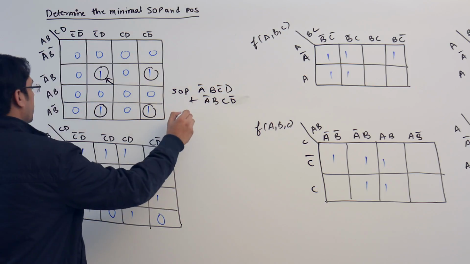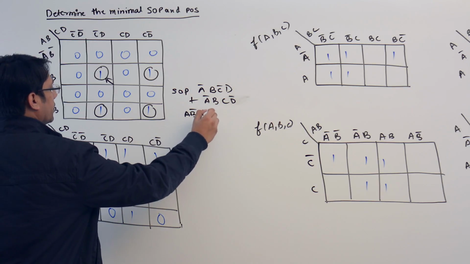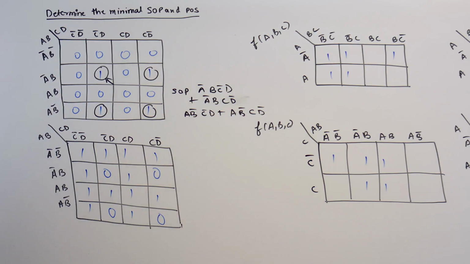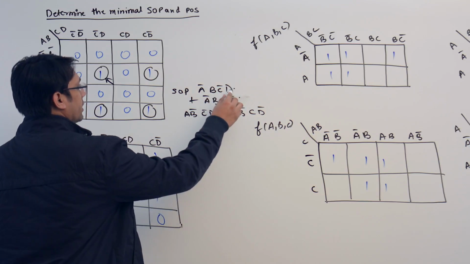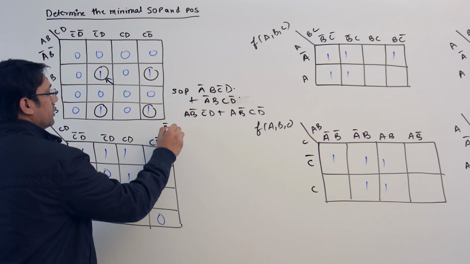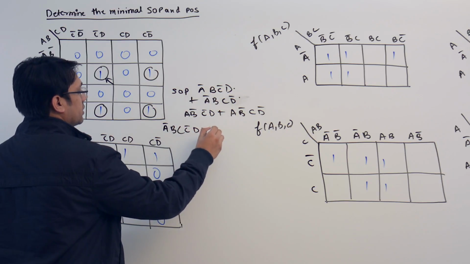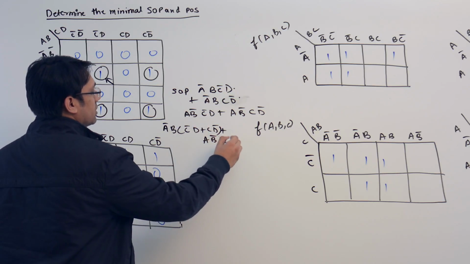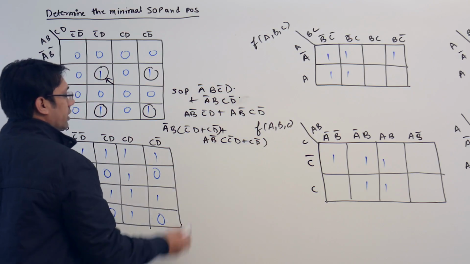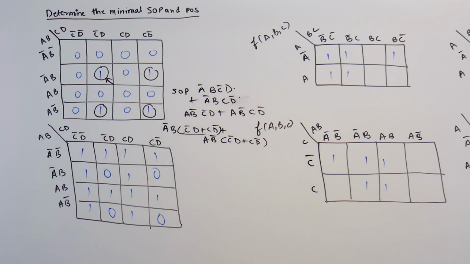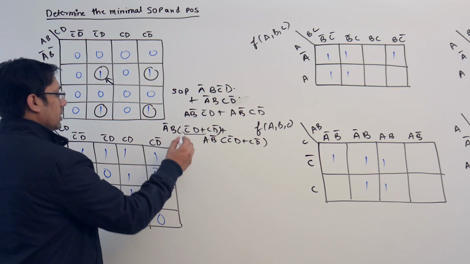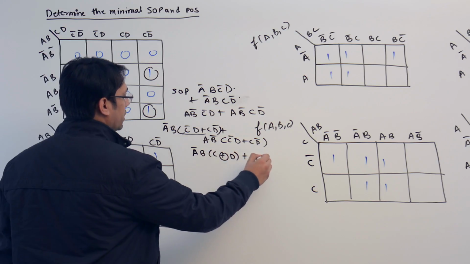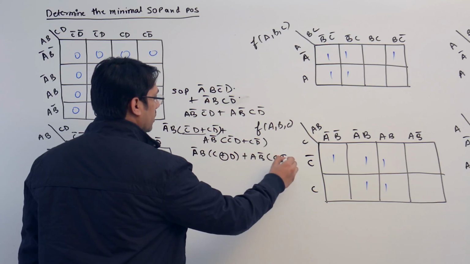This one is denoting A B complement C complement D, plus this one is denoting A B complement C D complement. From the first two you can take A complement B as common, so it will be A complement B, inside we can have C complement D plus C D complement, plus from these two you can take A B complement as common, so inside we will be having C complement D plus C D complement. You can clearly see this is C XOR D, this is also C XOR D. So the equation will become A complement B C XOR D plus A B complement C XOR D.